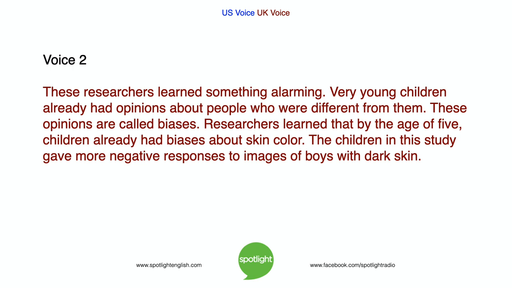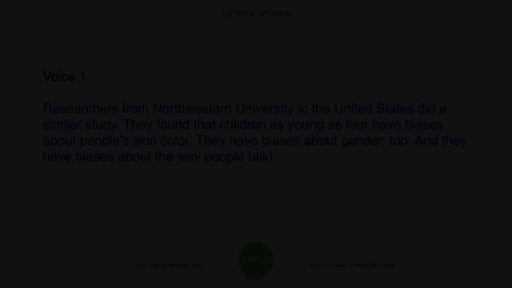These researchers learned something alarming. Very young children already had opinions about people who were different from them. These opinions are called biases. Researchers learned that by the age of 5, children already had biases about skin colour. The children in this study gave more negative responses to images of boys with dark skin.